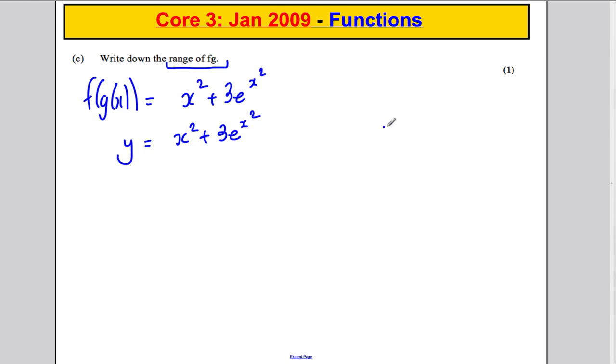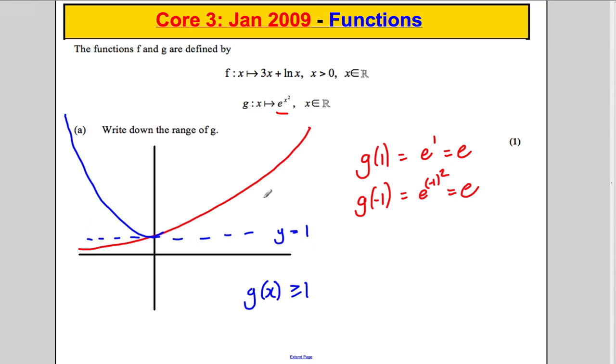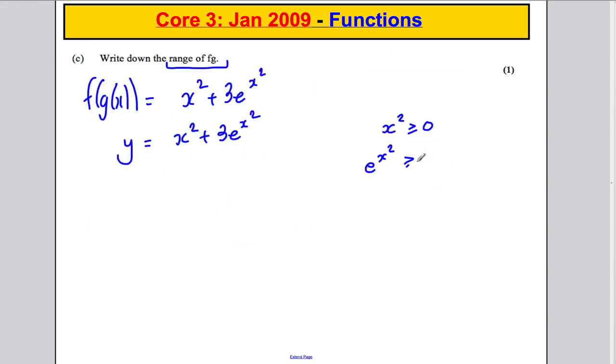Now, we should note that x squared is always bigger than or equal to 0. And you should also note that e to the x squared, from the graph we drew on the previous page, is always bigger than or equal to 1. So this here is always a positive number or equal to 0 at lowest. This here is always 1 or bigger. So this whole thing must be 3 or bigger. So therefore y must be bigger than or equal to 3, and that is our range. f of g of x is bigger than or equal to 3.